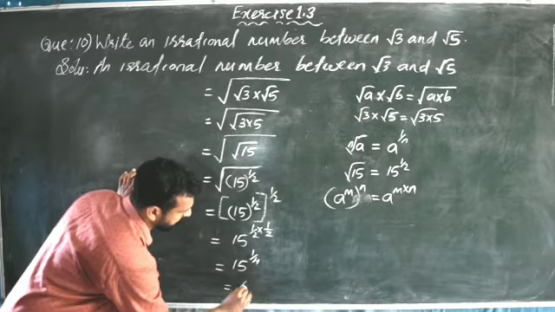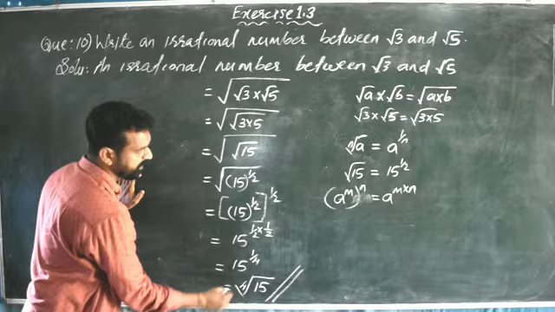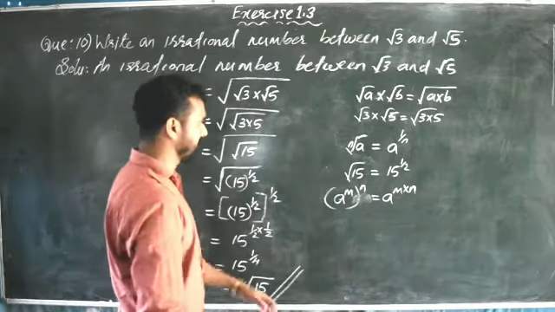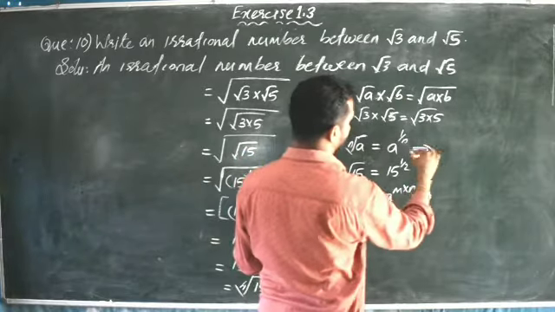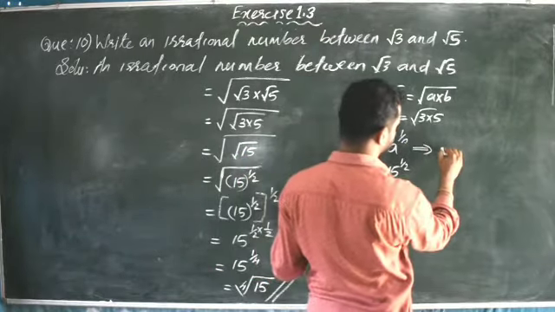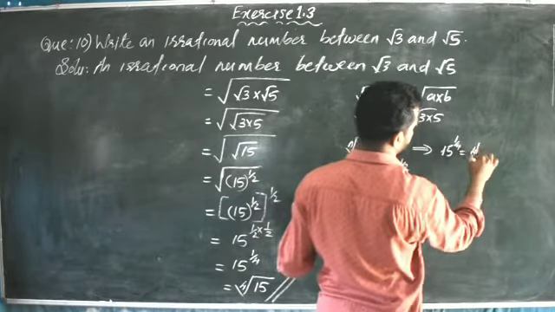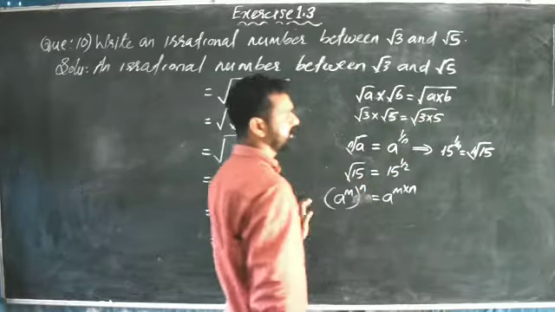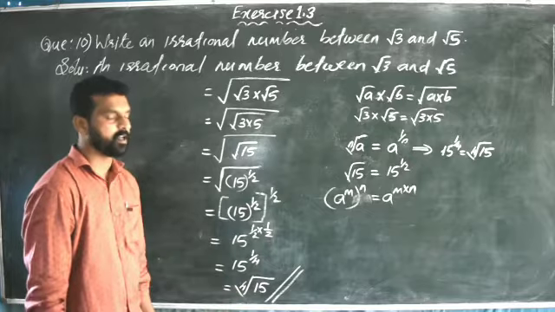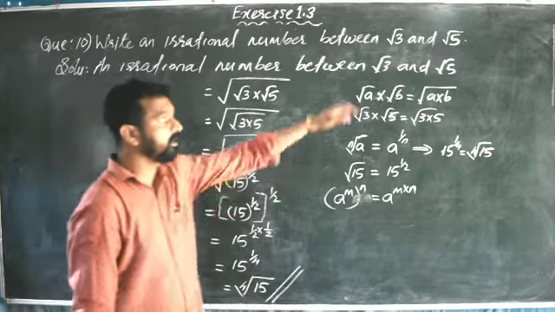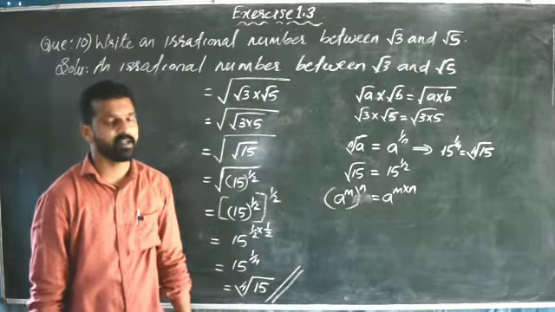We can write this as the fourth root of 15. A raised to 1 by n is equal to the nth root of a, so 15 raised to 1 by 4 is the fourth root of 15. That is an irrational number between root 3 and root 5.